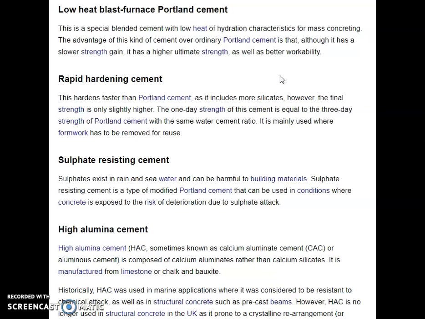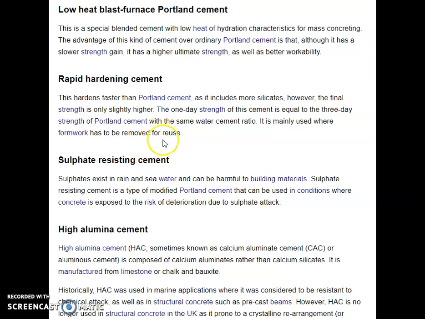The advantage of this kind of cement, let's continue reading. The advantage of this kind of cement over ordinary Portland cement is although it has lower strength gain. See, let me tell you, it's lower strength gain. It doesn't say less strength. It has high ultimate strength. So eventually it will be strong enough, but only the rate of gaining the strength will be very slow. As well as better workability.